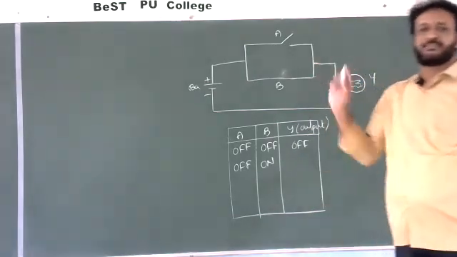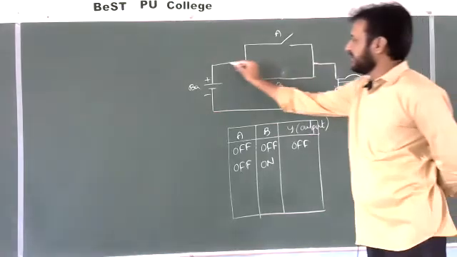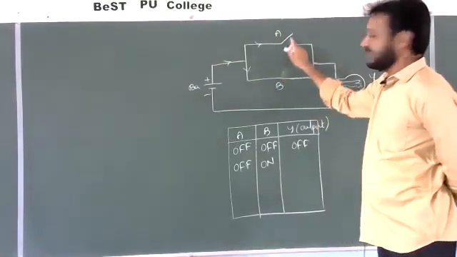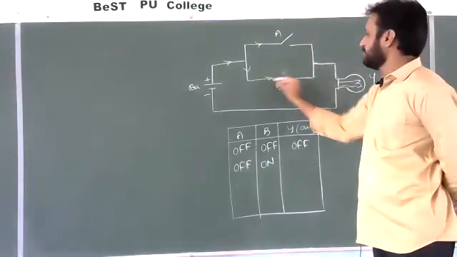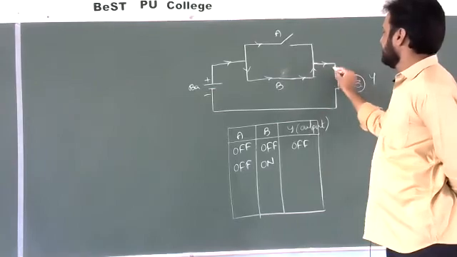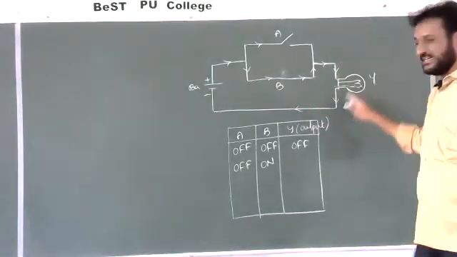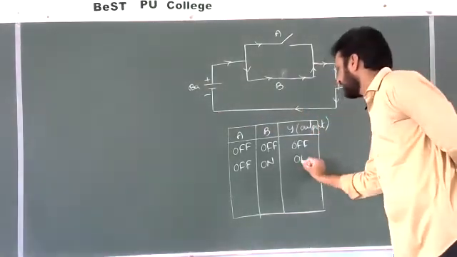What about the condition of the bulb? Bulb glowing or not glowing, how to check? So current will flow, current will come like this, correct? But up to here current will come, here there is a breakage, so current will not flow along this path. But here current will move along this direction, and then the bulb glows. So in this way the current is flowing, that's why the bulb is in on condition. So we can write the bulb is on.